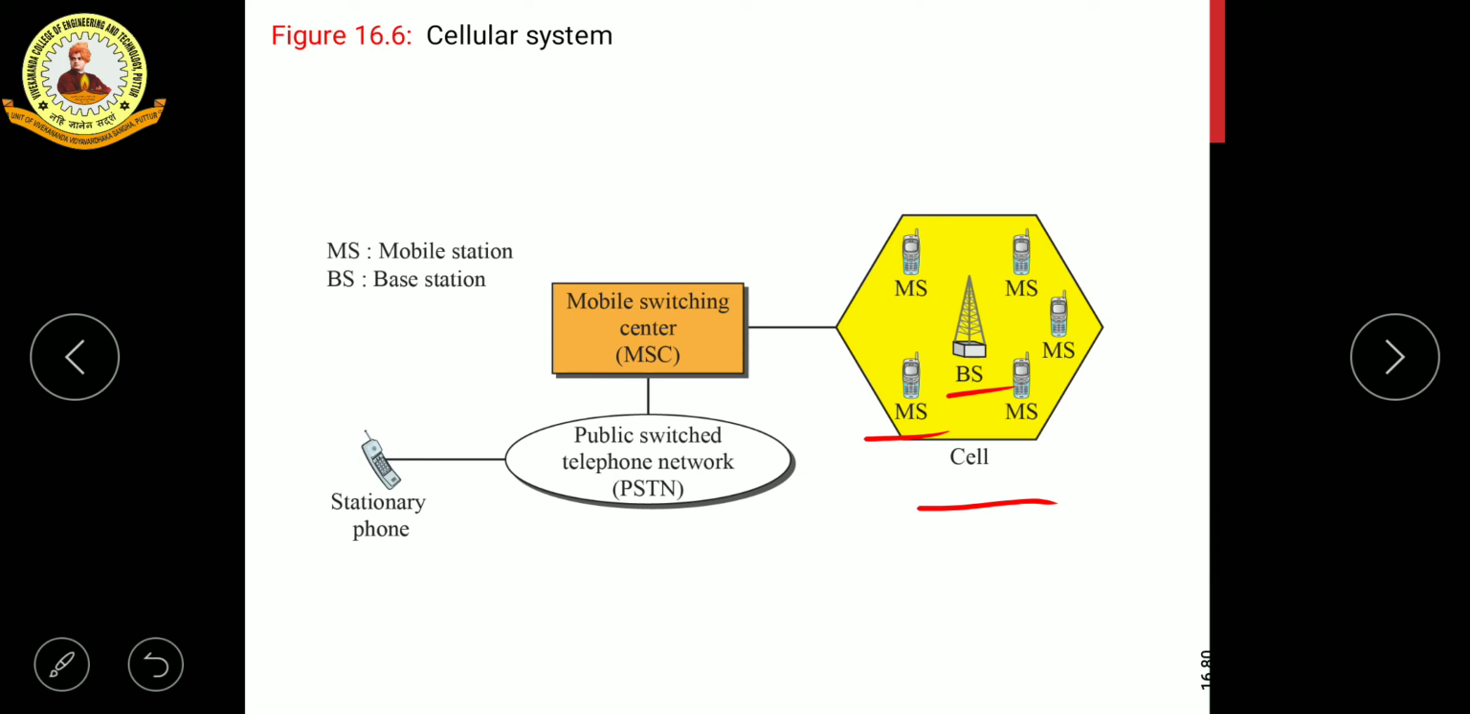Then many base stations are connected to an MSC, that is the mobile switching center, where billing and connecting calls take place. And this MSC is also connected at the other end to the public switched telephone network, that is PSTN, through which you can connect to a stationary phone. That is the interconnection of a large number of connections here. So this is your cellular system, right?